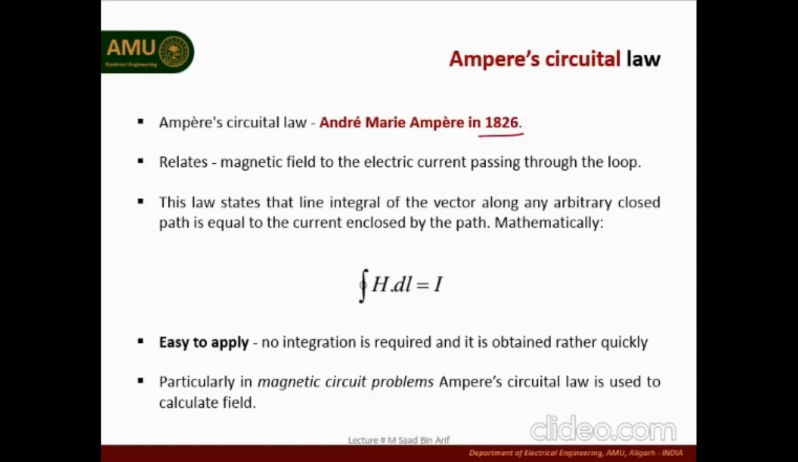This law states that the line integral of the magnetic field vector along any arbitrary closed path is equal to the current enclosed by the path. Mathematically, this can be defined as follows: the line integral of magnetic field intensity is equal to the total current enclosed by the path.